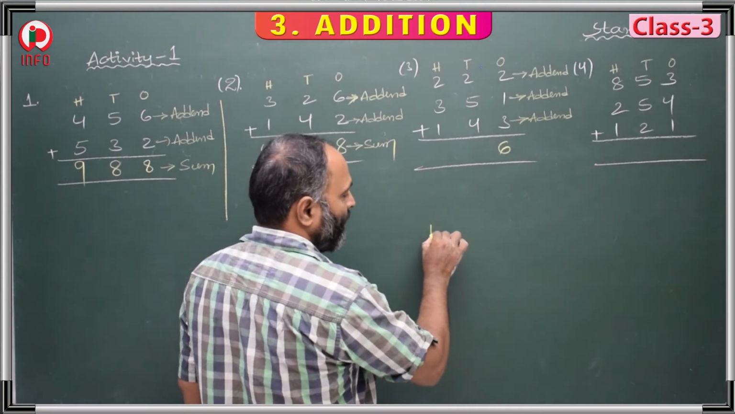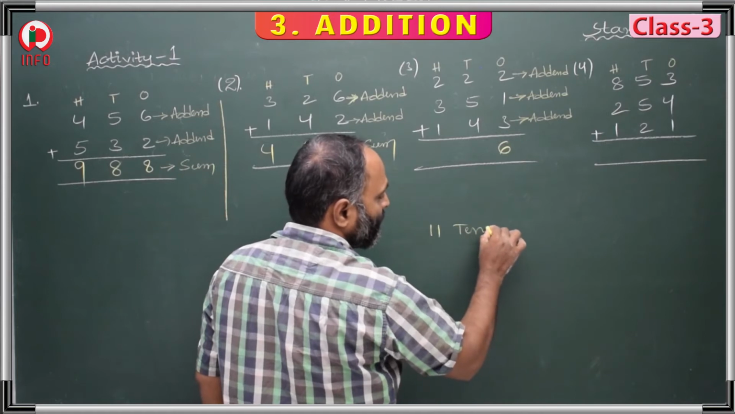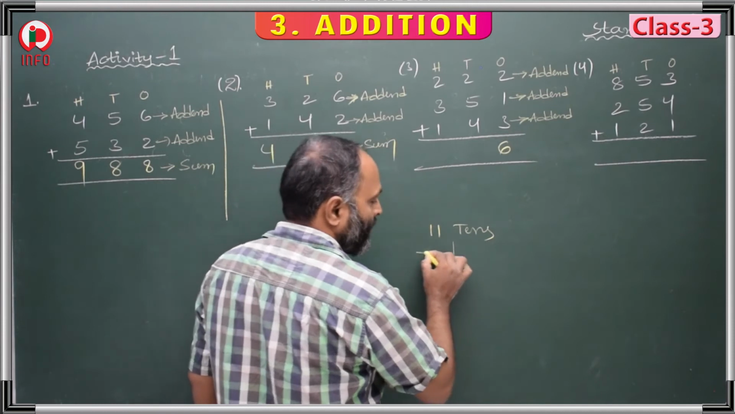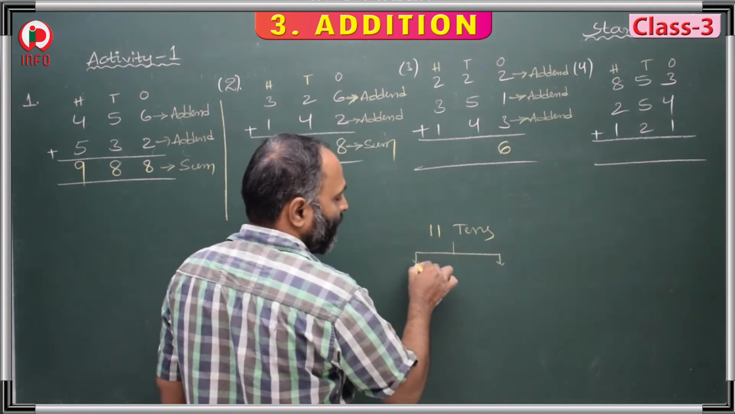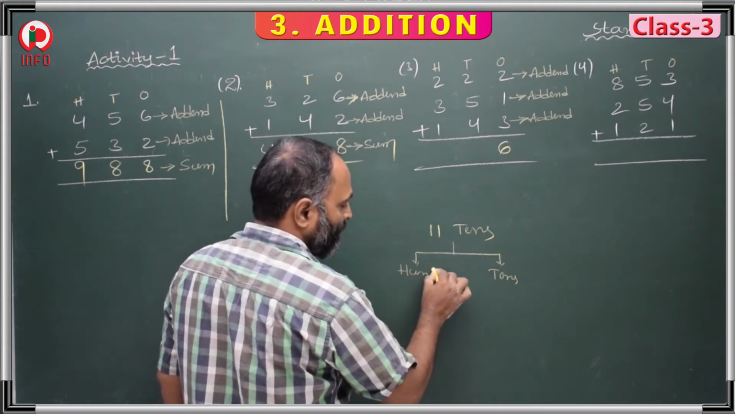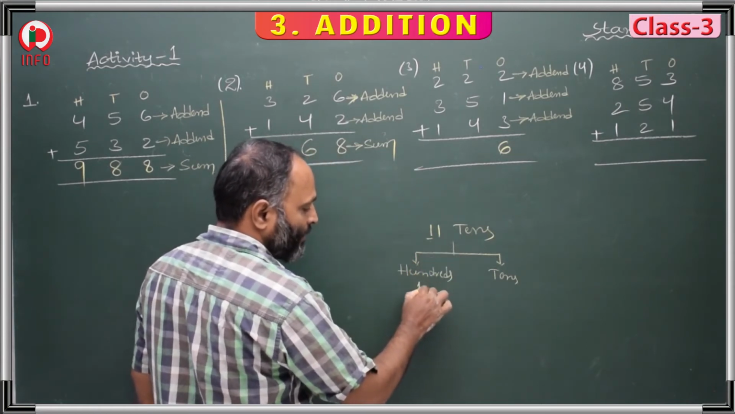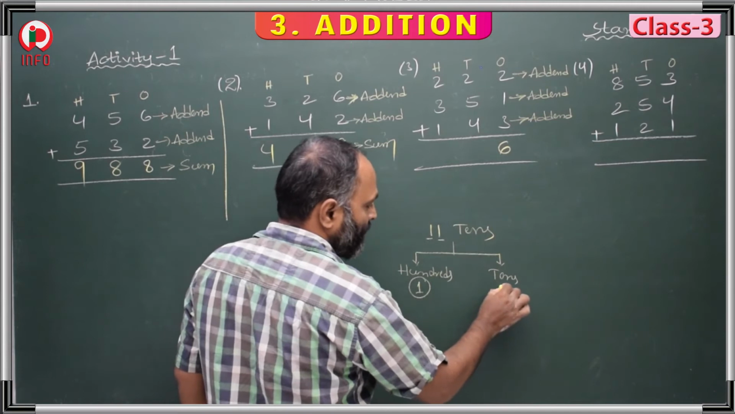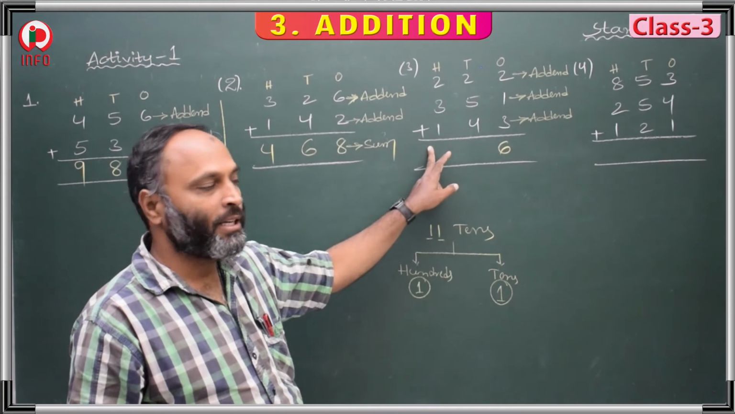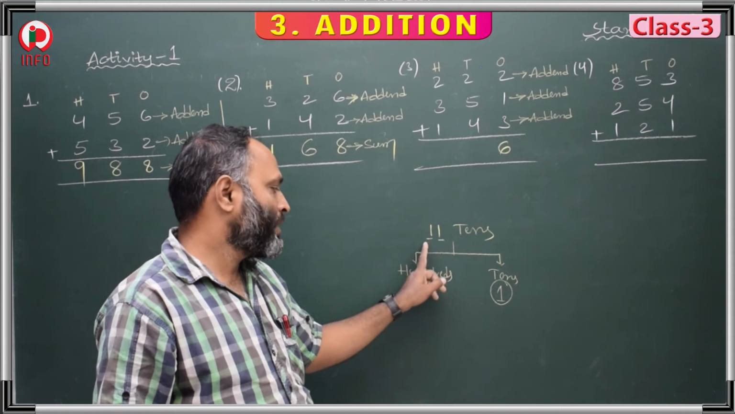Then how to take 11? This is in the tens place. 11 tens. Then how can we regroup this 11 tens? Here we have to take tens, and here we have to take hundreds. So that is 1 hundreds and 1 tens. The very next place is hundreds. It shows hundreds and tens. This shows tens and this shows 100.